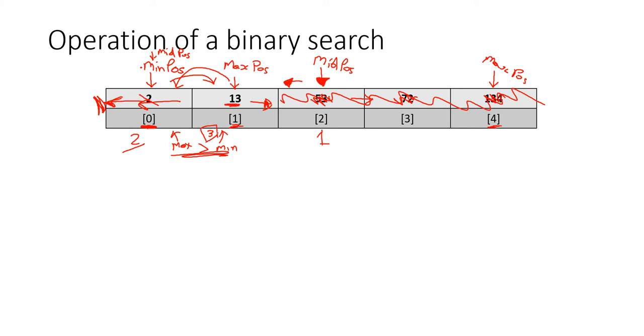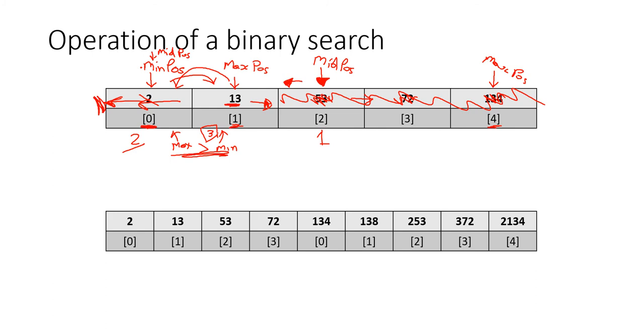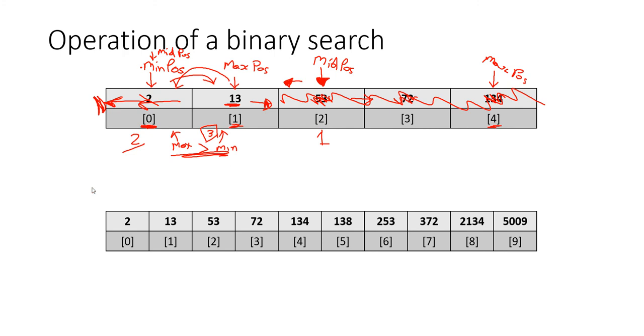Now, for a linear search, it would have checked position 0, position 1, position 2, position 3, position 4. So it would have checked 5 times. So you see there's a slight reduction. Now if we increased or doubled our size, so we now had 10 items, and again we search for something that wasn't there.